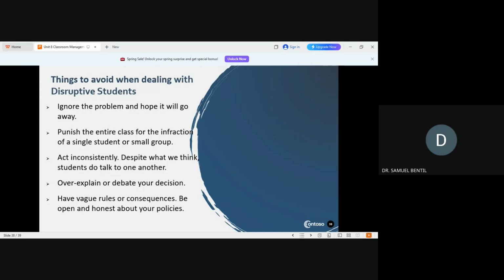Also, avoid over-explaining or debating your decision, especially when you are handling such students. You don't need to over-exchange words or over-explain yourself towards such students. You don't worry yourself doing these things. When you do that, then you are gingering them. You are giving them fuel to speed up and to also contend with you.